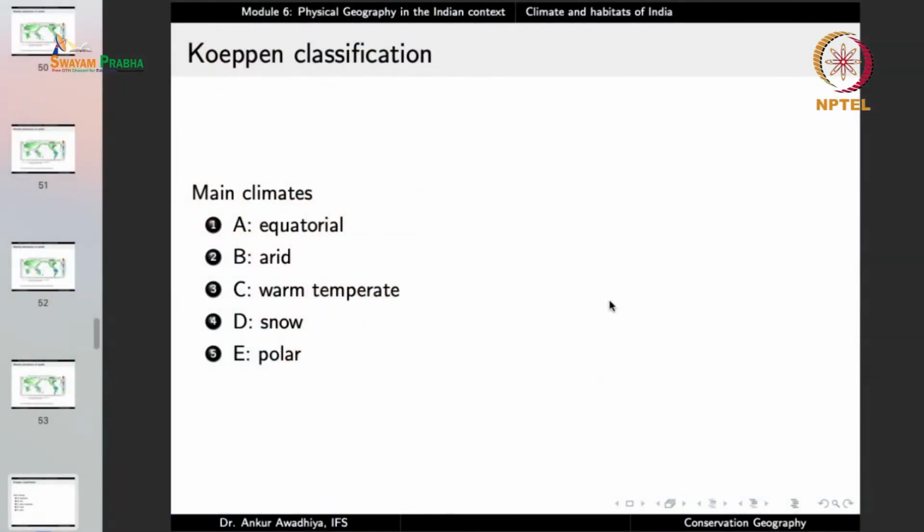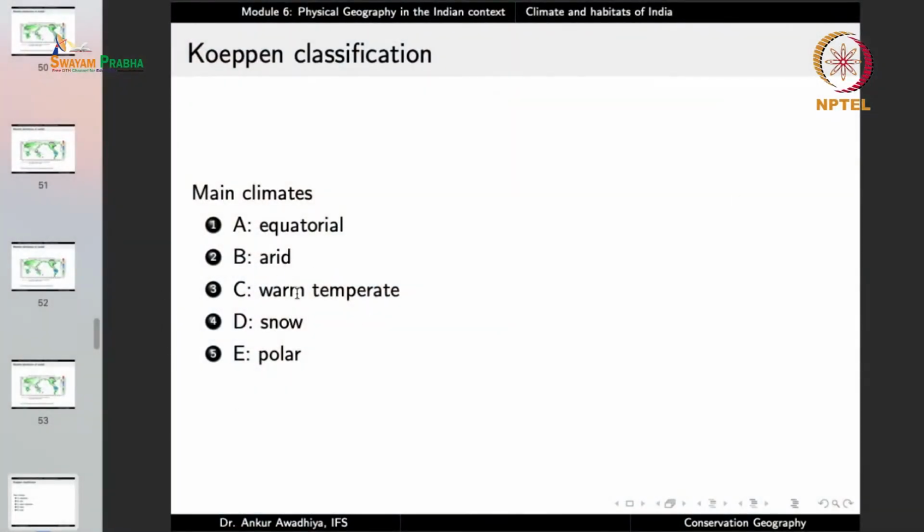Then C refers to a warm temperate climate. Warm temperate means that you do not have any season that is very hot, you do not have any season that is very cold, so it's a temperate sort of a climate. But this is warm temperate, meaning that it is towards the warmer side and there is no month where you have an average temperature that is say less than -3 degrees. So this is the warm temperate climate. Warm temperate, snow or continental, and polar.